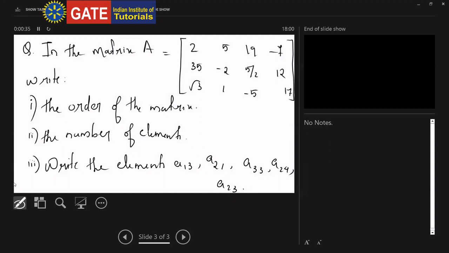Can you try doing this? So what is given? You have to find the order of the matrix. Now how to write the order? You have to count the number of rows and number of columns. The number of rows into number of columns will give you the order.